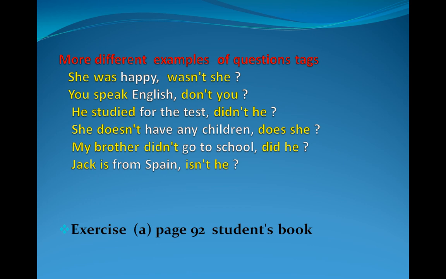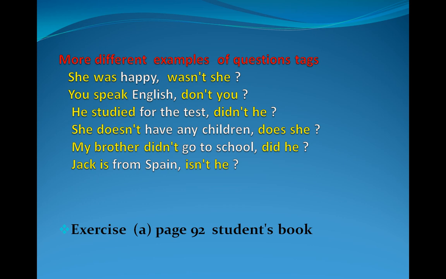He studied for the test, didn't he? So, studied is the simple past of the verb to study. It's a regular verb. So the question tag is in the negative form, didn't he?